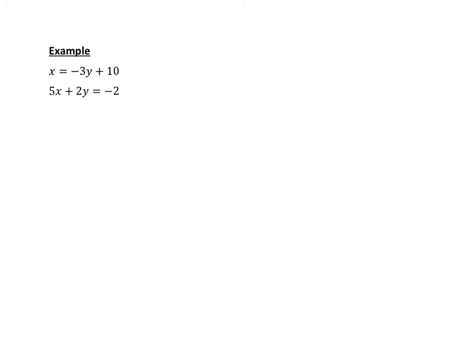This one's very similar, except instead of being a y equals equation, we have an x equals. So if x equals negative 3y plus 10, we're going to take that and plug it in for x. So we'd have 5 times, plugging that equation in for x, (negative 3y plus 10) plus 2y equals negative 2. And that's, again, plugging that x into the bottom equation. So let's solve this now for y.